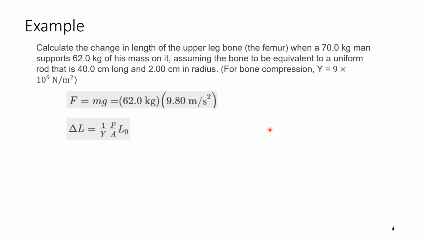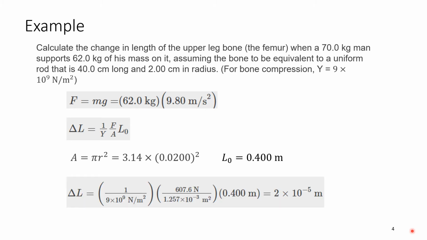We use this equation to find delta L. The cross-section of the bone is A equals pi r squared, where r is 0.02 meter. The original length of the bone is 0.4 meter. So the change in length, delta L, is 2 times 10 to the minus 5 meter. And this is the amount by which the bone is shortened when the person stands up.